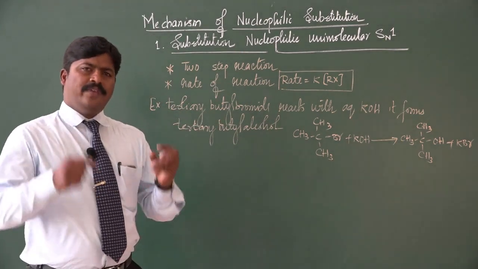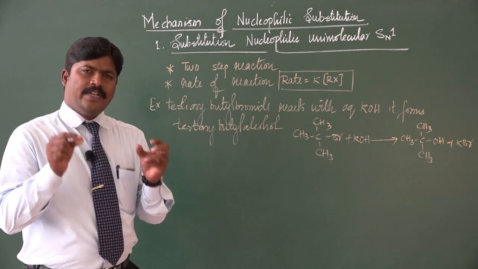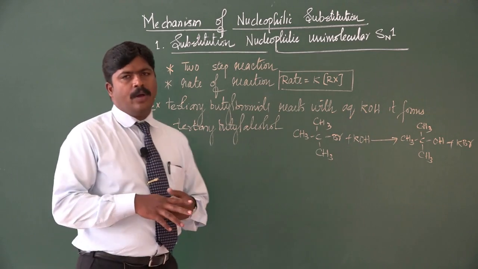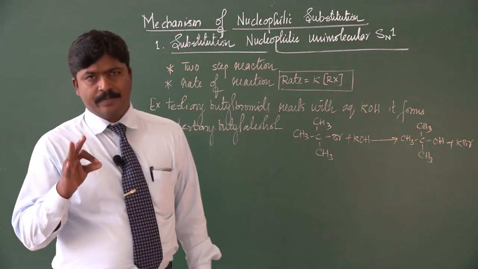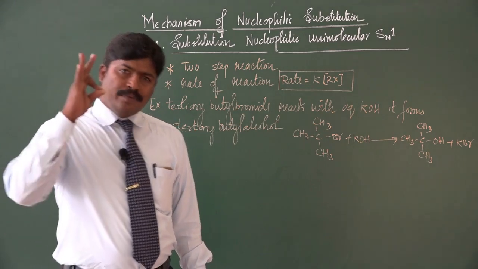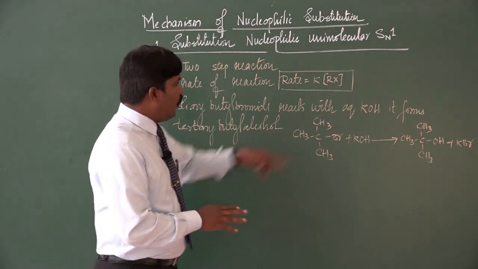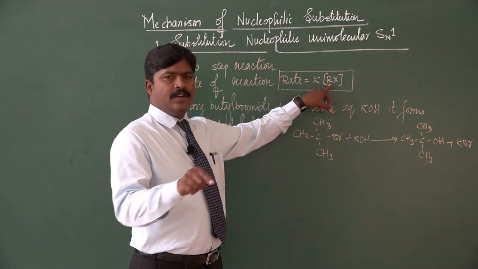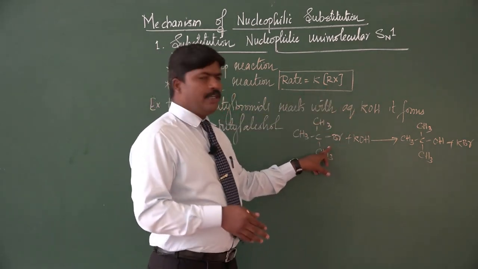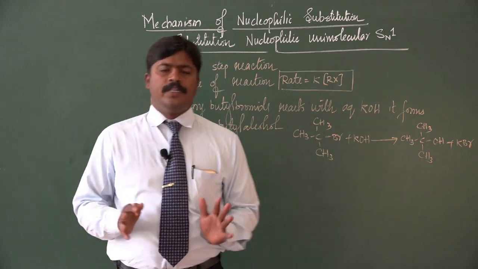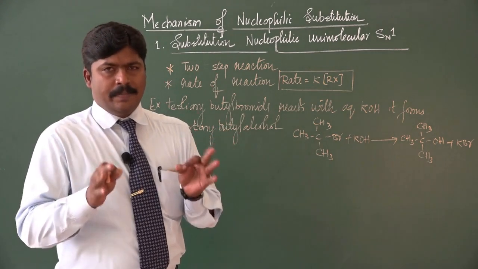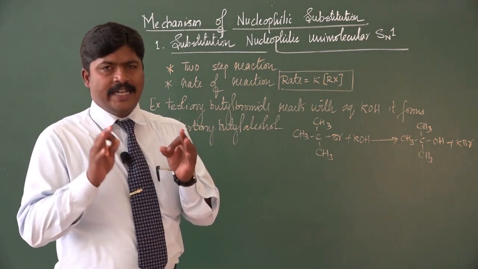In a mechanism, if any one step is a slow step, that will decide the rate of the reaction. Among these two steps, one step is a slow step, and that slow step is called the rate determining step. The haloalkane decides the rate of reaction because tertiary butyl bromide ionizes to form tertiary butyl carbocation and a bromide ion, and that step is slow. Therefore, that decides the rate of the reaction.